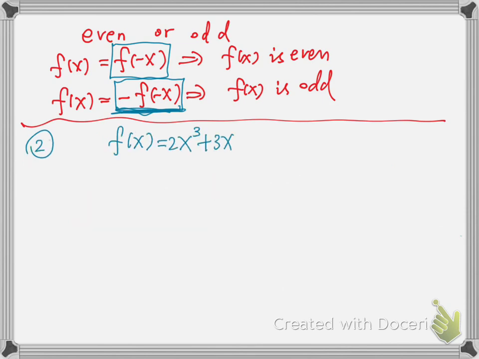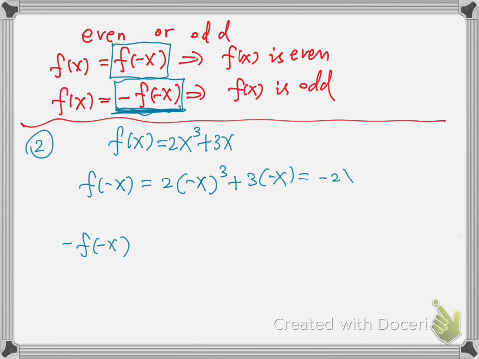Okay, so this is our example 2, which is 2x cubed plus 3x. Again, we check f of negative x and negative f of negative x. So this is 2 times negative x cubed plus 3 times negative x, which is negative 2x cubed minus 3x. This is not f of x, so it's not even. Okay, and after practice, for the negative sign, you just change the sign of f of negative x, so you don't have to do the substitution again.